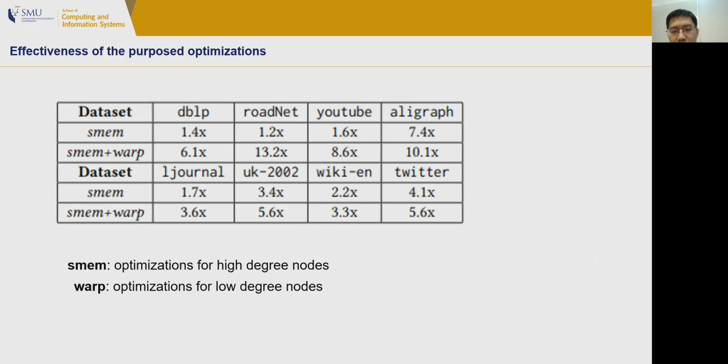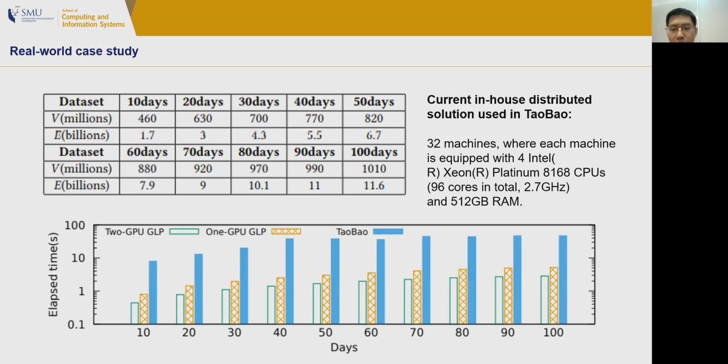We demonstrate the effectiveness of our proposed optimizations by activating them one by one and reporting the speedup over the approach which uses a global hash table for label counting, and the results show the effectiveness of our optimizations. We then use a real-world dataset pipeline to further demonstrate the strength of our system.